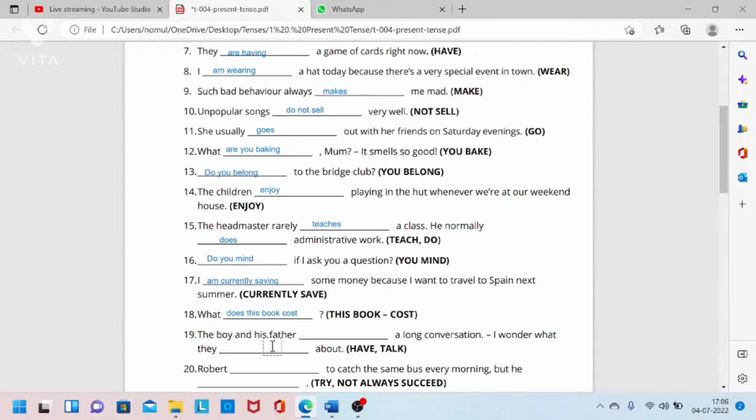The boy and his father dash a long conversation. I wonder what they dash about. Using have and talk, let us finish it now. The boy and his father are, okay, are, what are they doing? They're having a long conversation, right? So using have, we have to use having a long conversation. I wonder what they are talking about. Okay, we have a helping here, right? It is very easy for us to complete this.